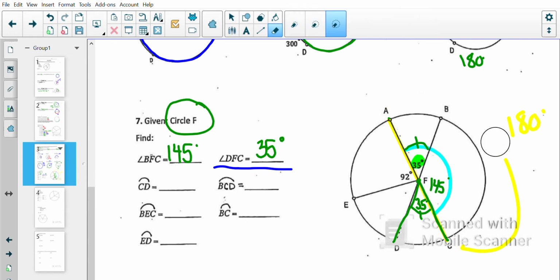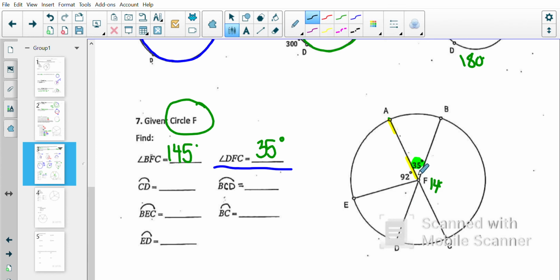All right, let's erase some of my highlighting since it's getting a little bit distracting. So just label what we know. We know this is 35. We know this is 145. All right, and let's move on. I want to find arc CD. Well, arc CD is the same as its central angle, so we know this is also 35 degrees.